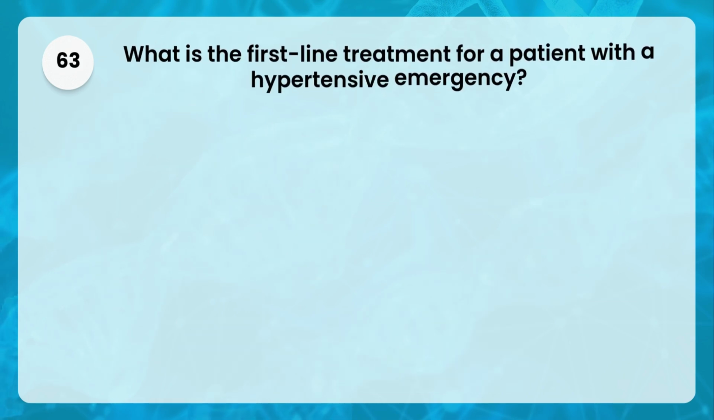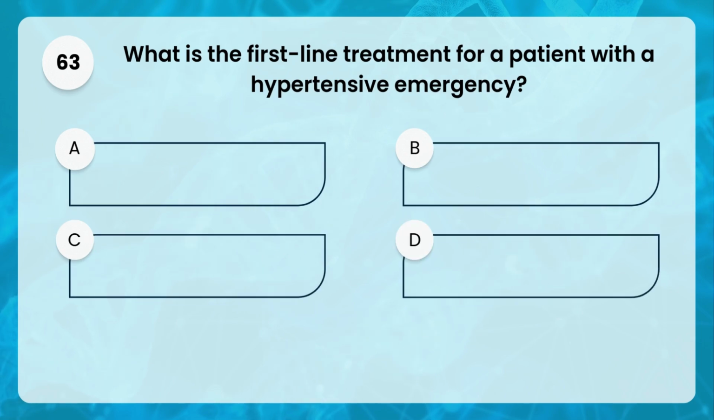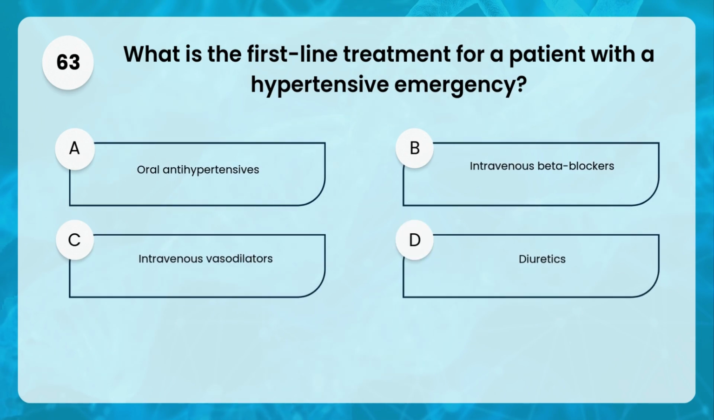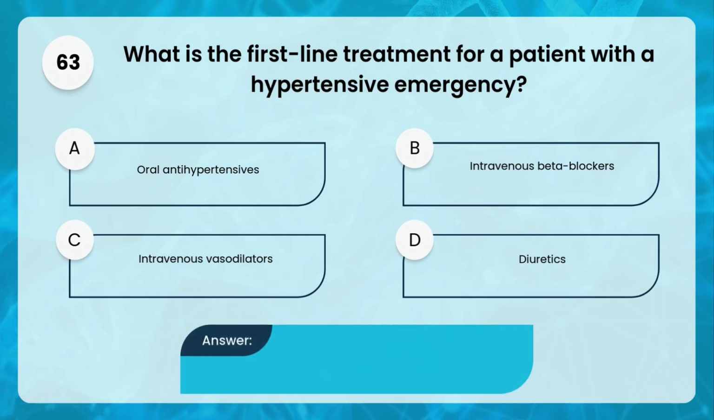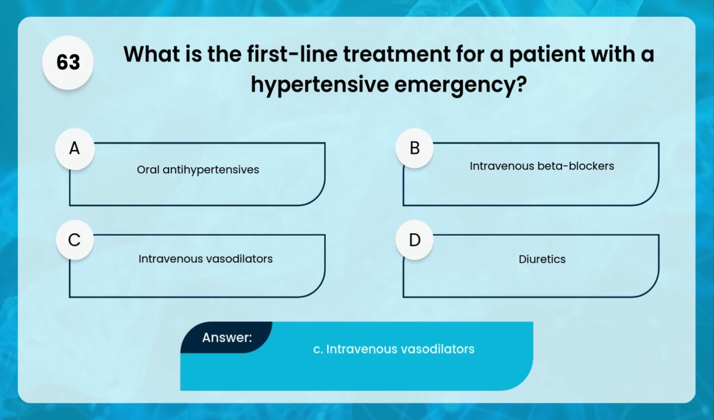63. What is the first-line treatment for a patient with hypertensive emergency? A. Oral antihypertensives, B. Intravenous beta blockers, C. Intravenous vasodilators, or D. Diuretics? The answer is C. Intravenous vasodilators.